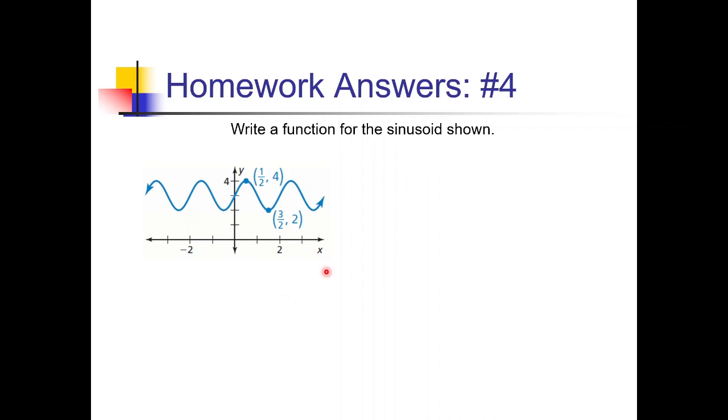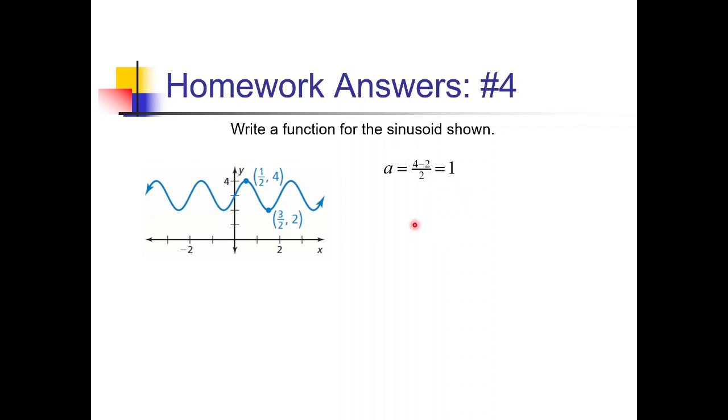On this problem, they want us to write a function for the sinusoid in the graph here. So we're going to start by getting all the different components of our sine or cosine transformational form, starting with a. So our a value, our amplitude, is going to be half the height. So for that, we can do the max of 4 minus the minimum value of 2 and divide that by 2. So that's going to be 2 over 2, or 1.